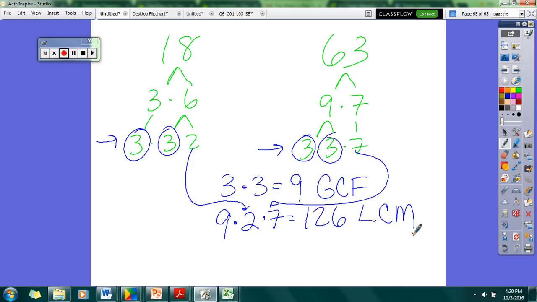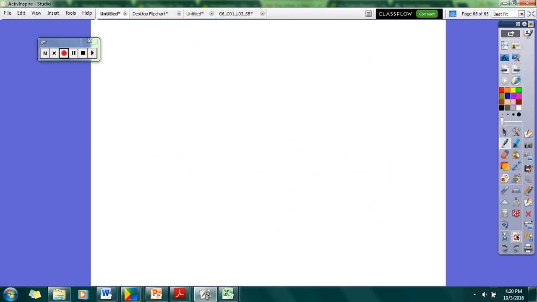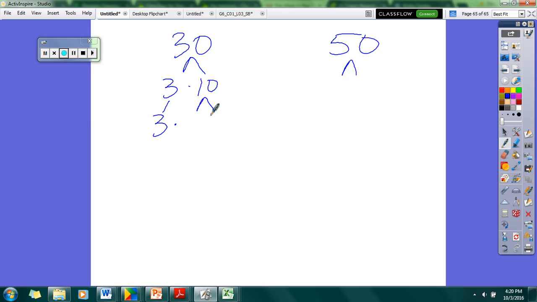So let's do a couple to see if we can go through this. Let's do 30 and 50. So I got 30 and 50. Now again, you're allowed to use whatever strategy you feel is best. I'm just going to keep showing you using a factor tree. So 3 and 10, 3 is prime, but 10 is not. 5 and 2. Then I got 5 and 10. 5 is prime, but 10 is not. And I got 5 and 2.